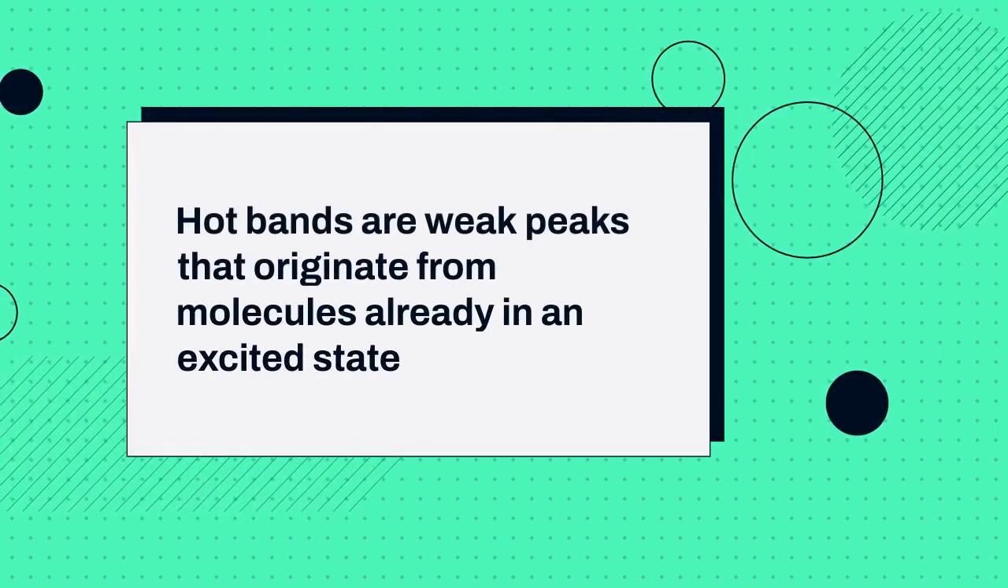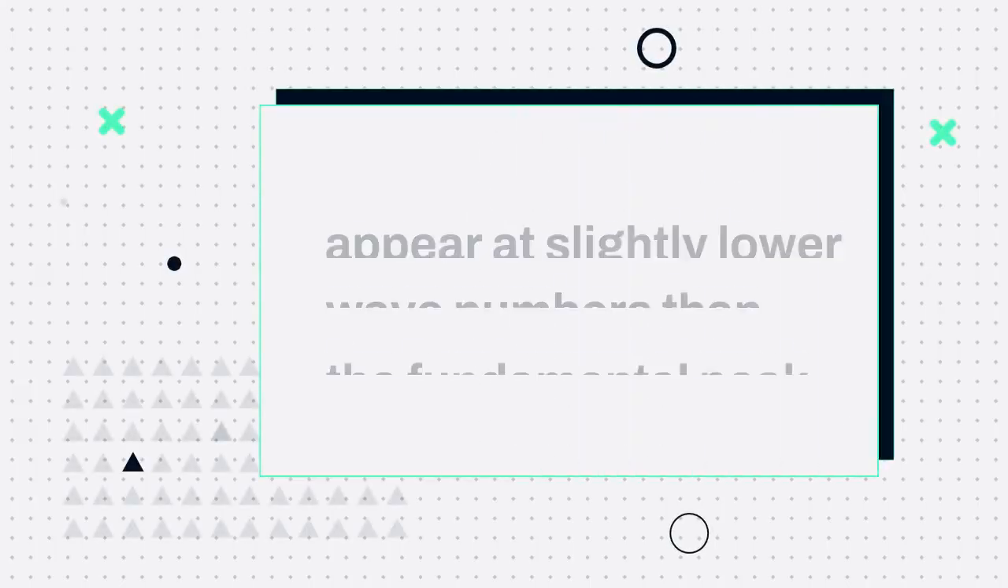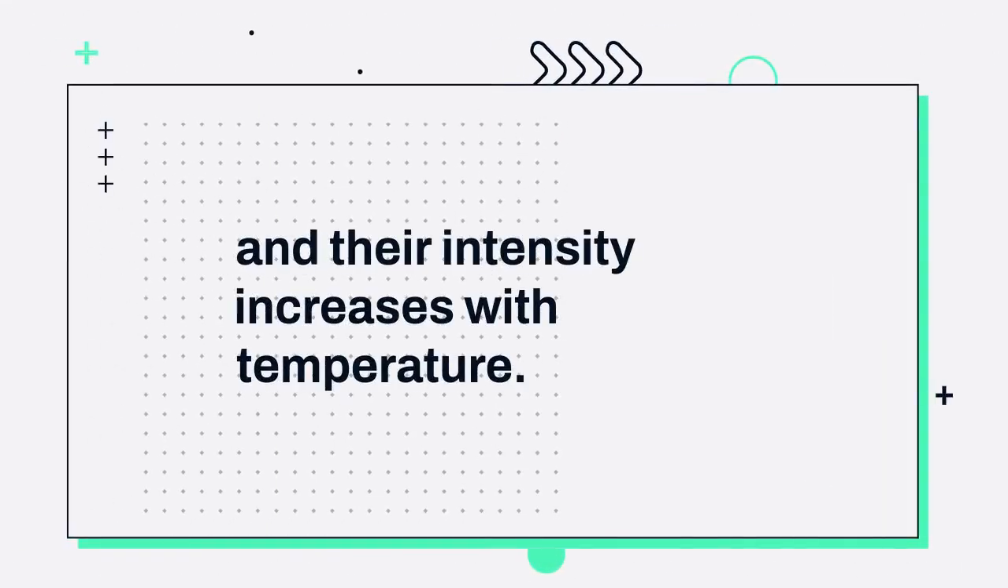In summary, hot bands are weak peaks that originate from molecules already in an excited state, appear at slightly lower wave numbers than the fundamental peak, and their intensity increases with temperature.